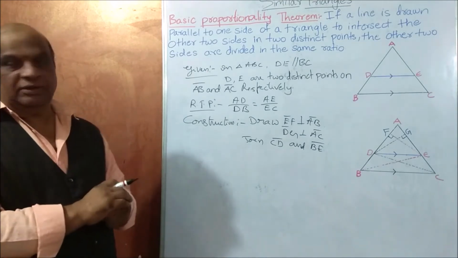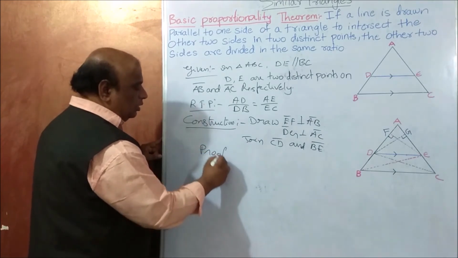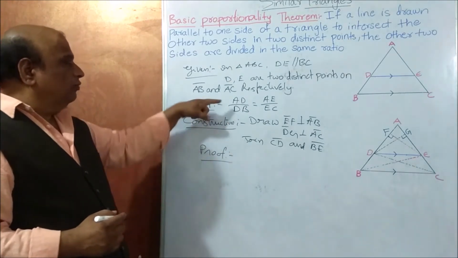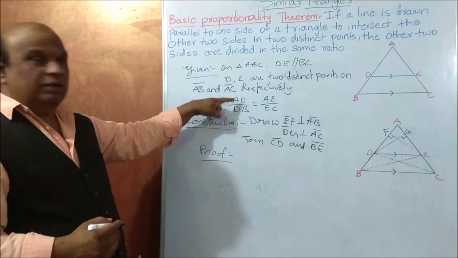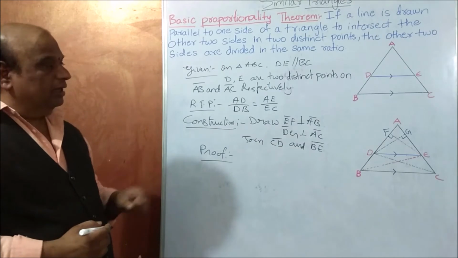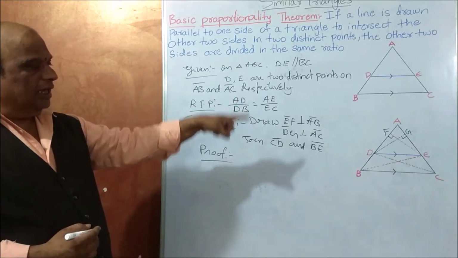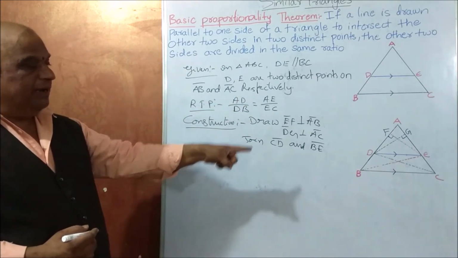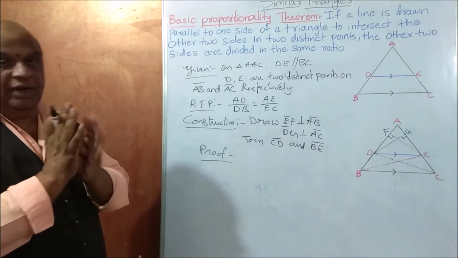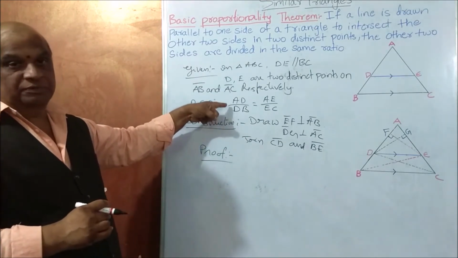Now, how to prove this? Now, proof. Here, my dear students, we need AD by DB. In the RTP, AD by DB, and AE by EC. That's why here so many triangles are there. ADE and ABC are there. If you join, BDC and BDE, DEC. But which triangles do we need? That is very important in this case. We require the AD by DB ratio.